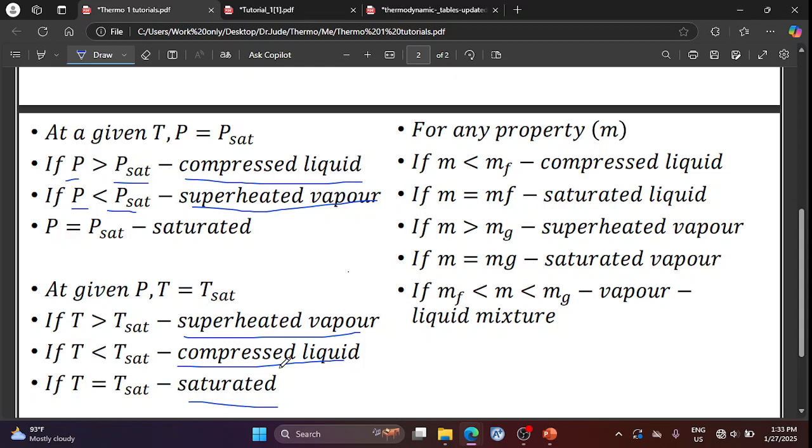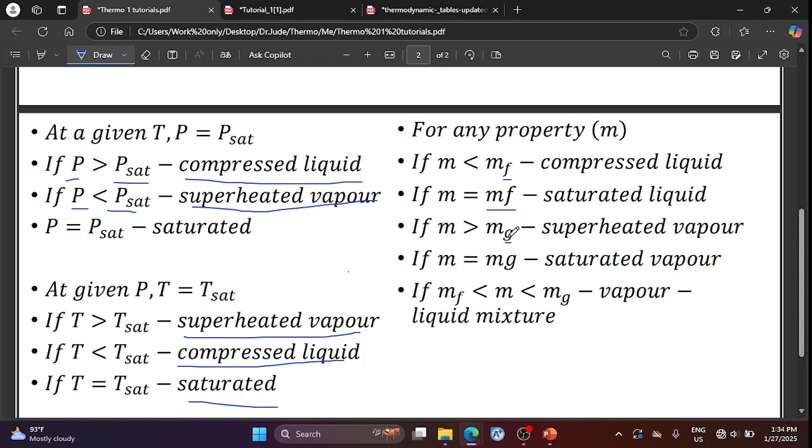Now for any property, whether it is enthalpy, entropy, internal energy, or specific volume, remember I said f is for liquid and g is for gases. So if M is less than Mf, I'm a compressed liquid. Mf is the property of the saturated liquid, so if I am less than the saturated liquid's property, then I am a compressed liquid. But if I am equal to Mf, then I am saturated. If I am more than the value for Mg, then I am more than the value for when it is a saturated vapor, so I'm a superheated vapor.